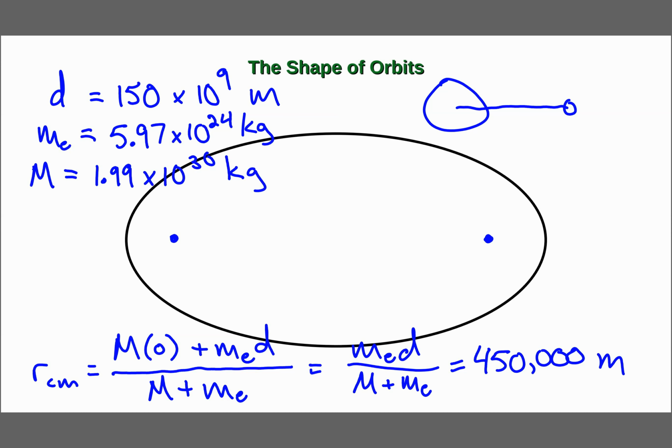So 450,000 meters sounds pretty far away from the center of the sun. But remember that the Earth is 150 billion meters away from the sun, okay? In fact, the radius of the sun is about 700 million meters. So, in astronomical terms, 450,000 meters is nothing, okay? It's much, much smaller than the radius of the sun. It's way smaller than the distance of the Earth from the sun. So, this is the reason that we're safe to approximate this system as the Earth just orbiting the sun.